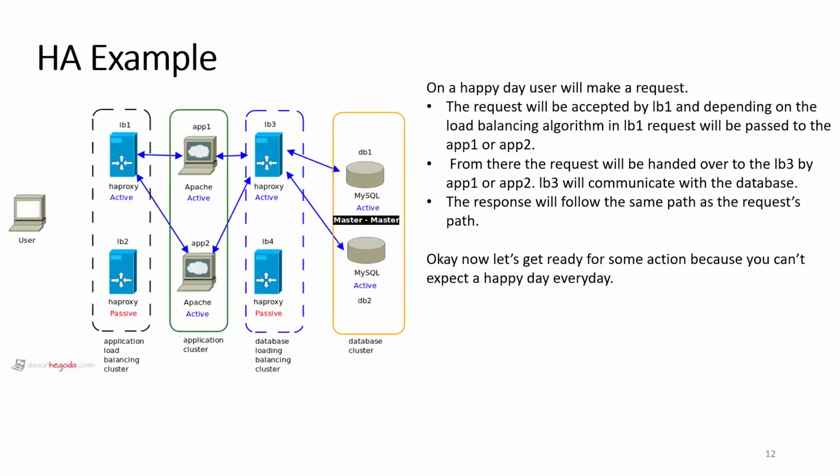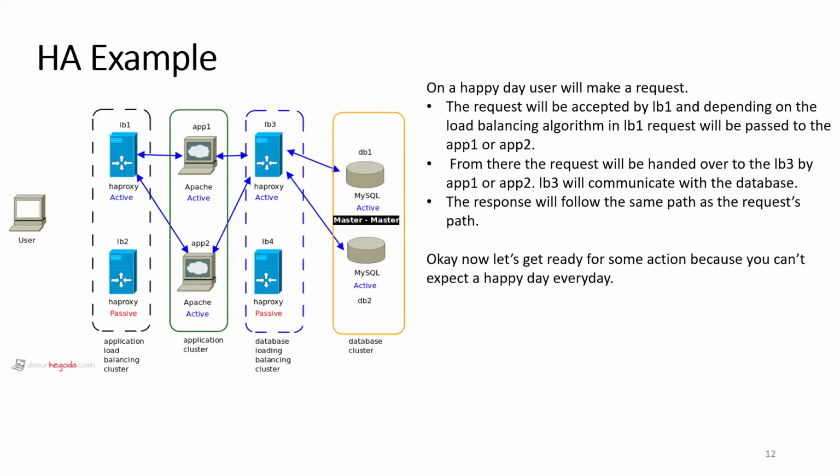Now, see this diagram and tell me how many load balancers are there, how many application servers are there, how many database servers are there. You guys are too fast. Very nice. 4 load balancers, 2 application servers, 2 database servers. How many are there in total? 8 servers. Too good.